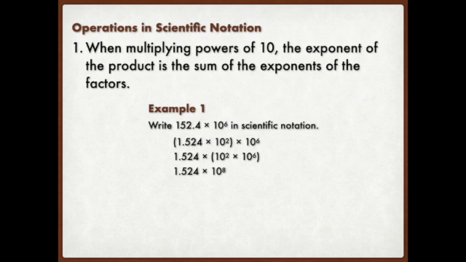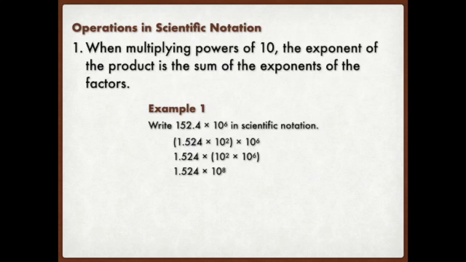Okay, operations in scientific notation. The focus here is when I'm multiplying the powers of 10, I'm going to take those exponents and add them. Now I have 152.4 times 10 to the 6th power. But that 152.4 should not have a decimal point between the 2 and 4. It should be a decimal point between the 1 and the 5. So I need to move the decimal place over 2 more places. So that's why I'm going to have 1.524 times 10 to the 2.